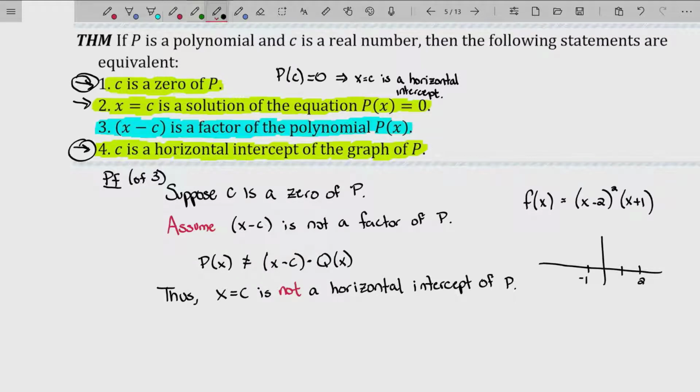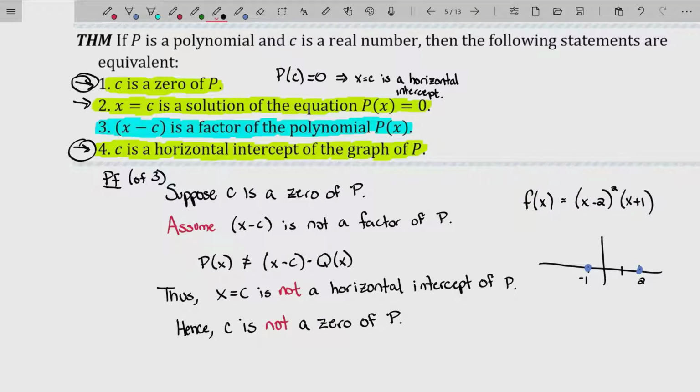And so if you take a look here, let me use blue actually. The only way your curve's going to strike the x-axis is if you have factors x minus 2 and x plus 1. That's when you have the curve striking your x-axis at 2 and negative 1. And so if x minus c is not a factor, then c itself cannot be a horizontal intercept, and thus c cannot be a 0.